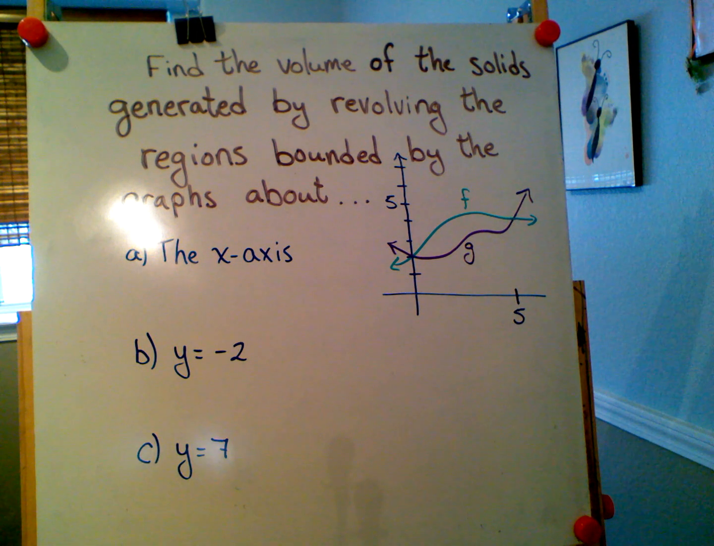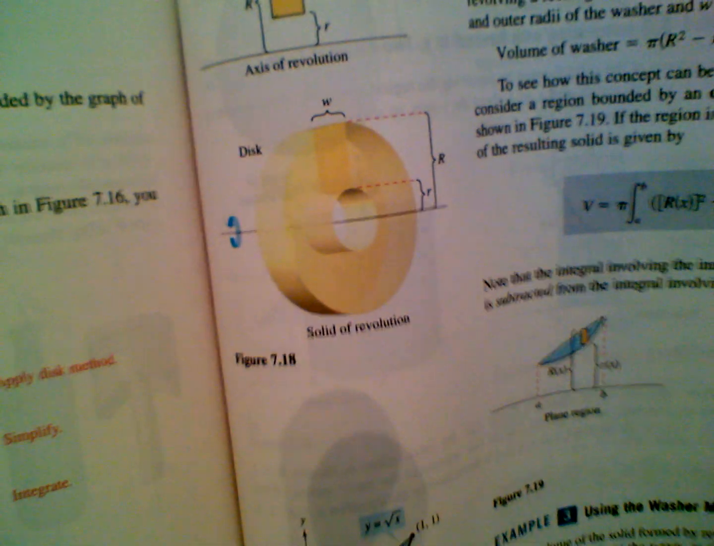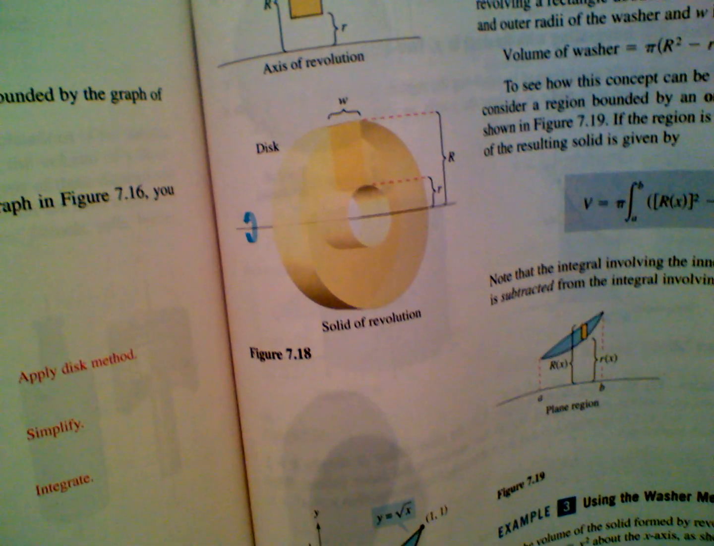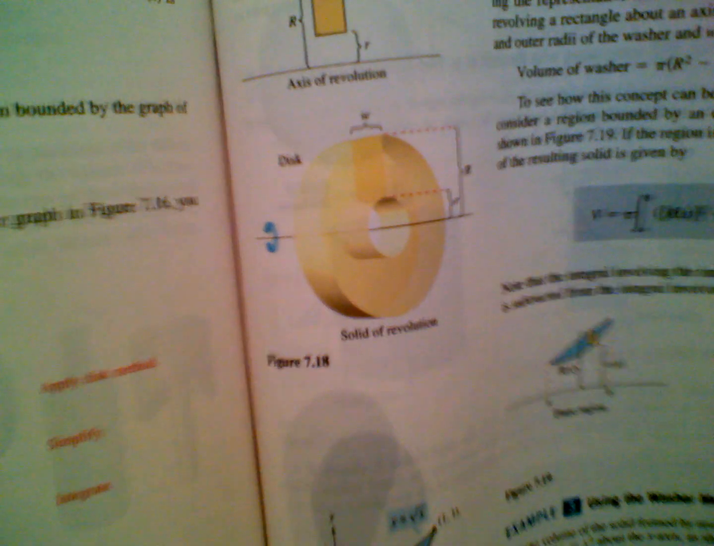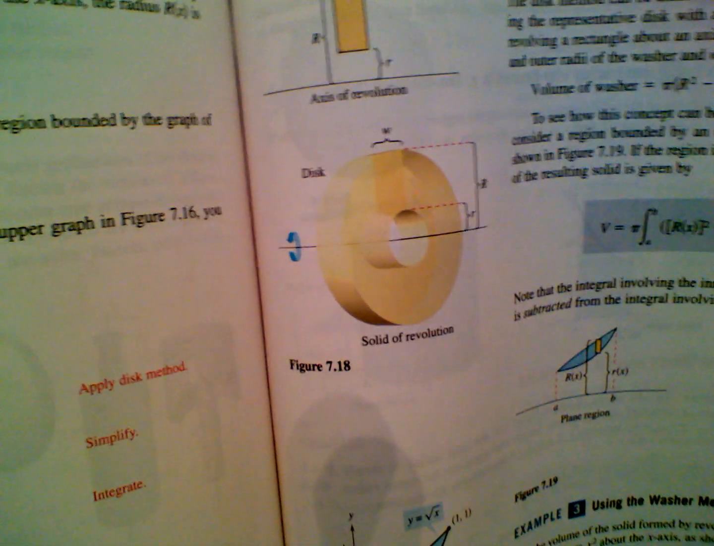The washer method is going to be more like this. It's a disk with a hole in it. It looks like a donut or a bagel. And it's really easy to find too, because it's just the same as one big disk with another smaller disk cut out.